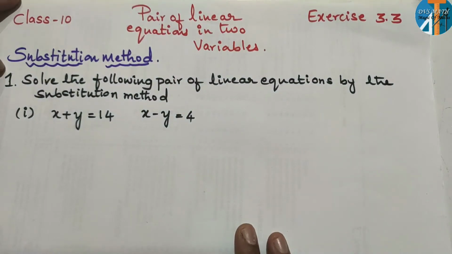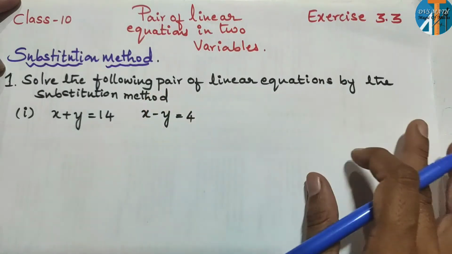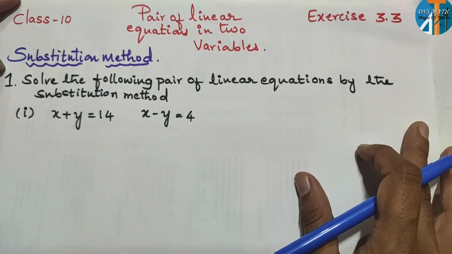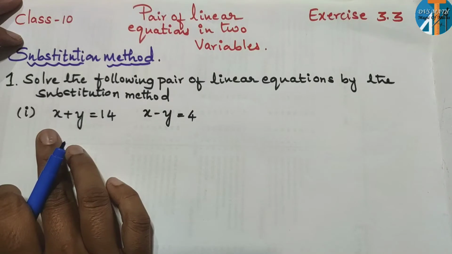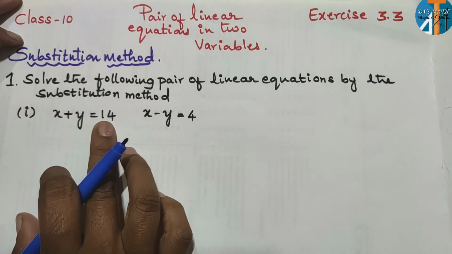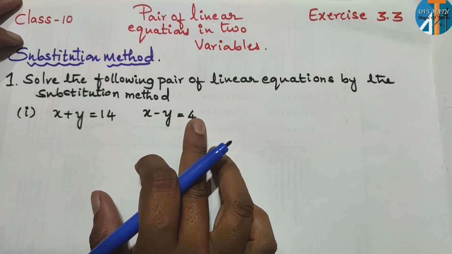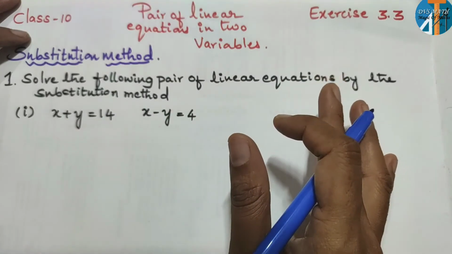The first question is: solve the following pair of linear equations by the substitution method. In this question we have 6 sub-questions, so let us solve them one by one. First I am going for the first sub-question, that is x plus y is equal to 14, x minus y is equal to 4.